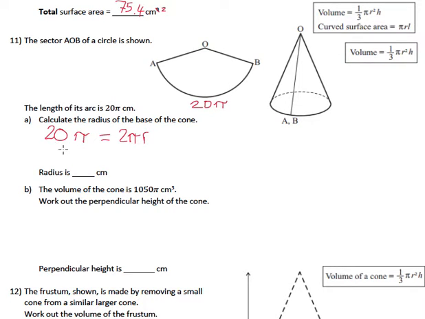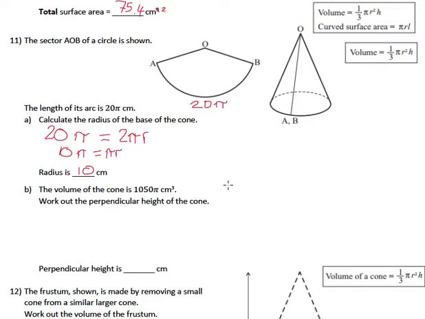So if we divide both sides by 2, we'll get 10 pi equals pi times the radius. And then if we divide by pi, we'll just get the radius, and we can see that the radius is 10. We're then told that the volume of the cone is 1050 pi, and we have to work out the perpendicular height of the cone.